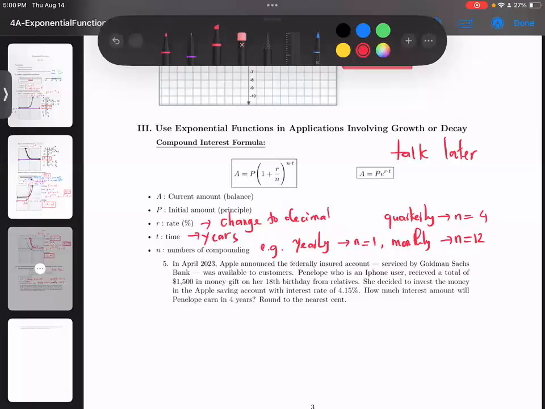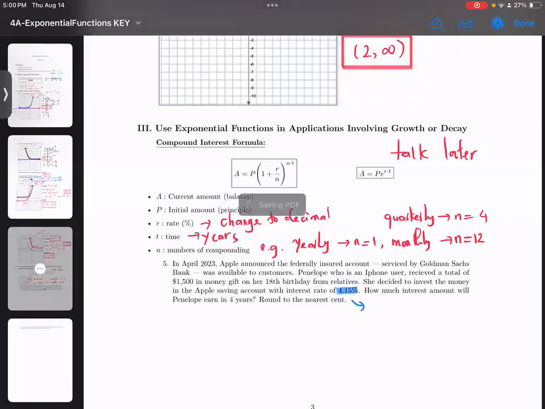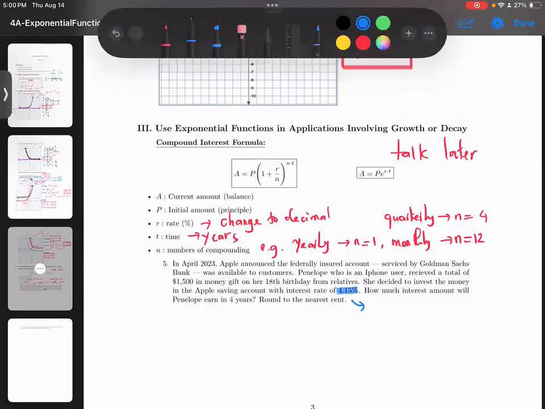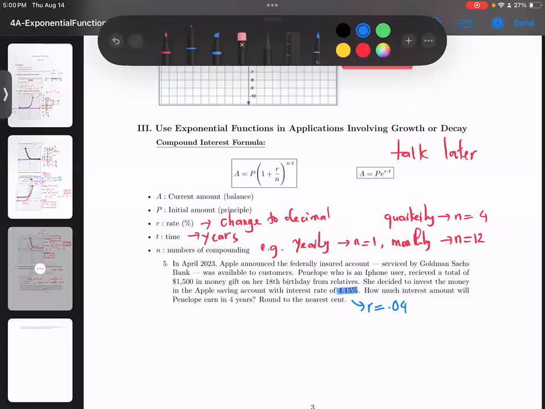So let's see what we have. That is my interest rate, and of course I have to change it into decimal. So that's my R, equal 0.0415. They asked me for the balance, the current amount. So I need principal. What's the principal? That is my principal, P. What else? I need time. How much time? 4 years. So that's T.